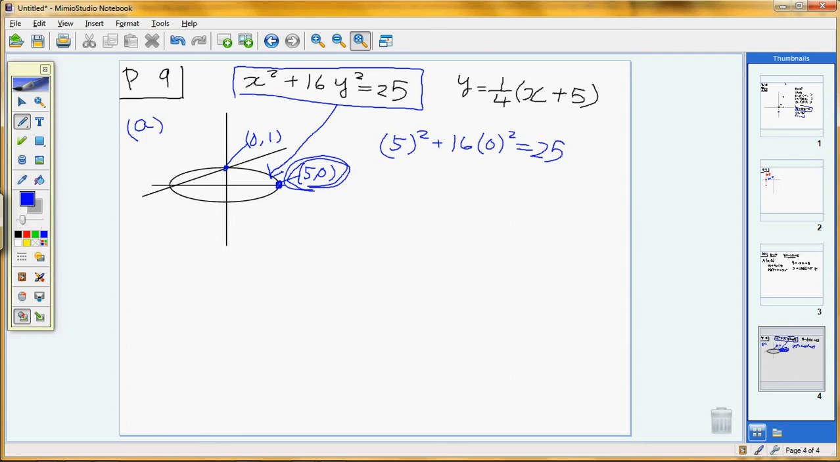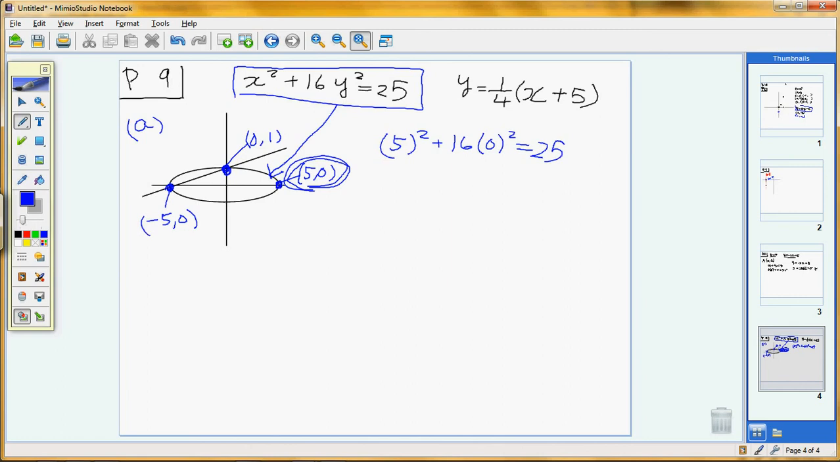Why did I solve this one? You're supposed to solve this one. You're lucky. B, use the graphs to estimate the points where the graphs intersect. So these are the two intersection points, and this looks like (-5, 0) as well. But as I said, "looks like" is not a good reason in mathematics.